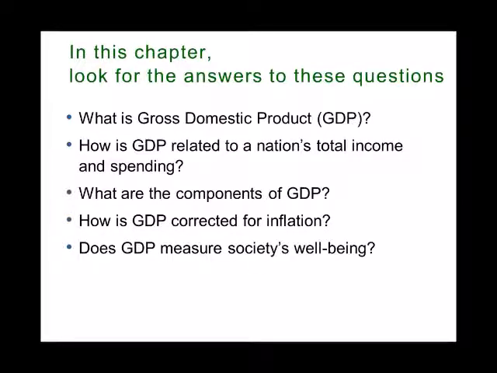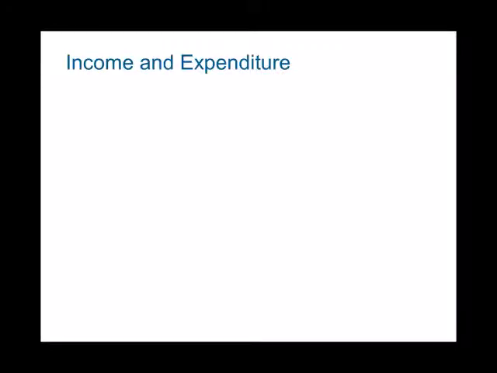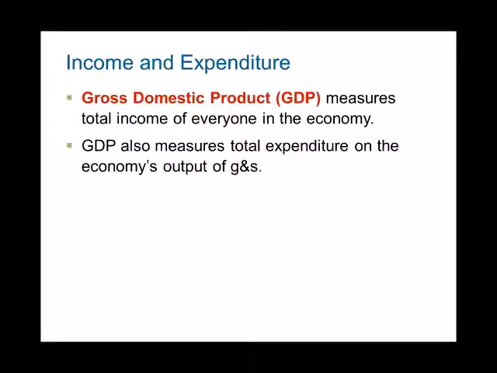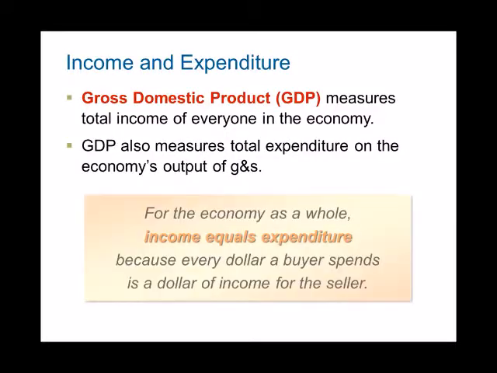Inflation is the rising prices that we see from one year to the next, and we're going to cover inflation later. And we're going to see how GDP measures society's well-being. So gross domestic product basically measures the total income of every individual in a country. It also measures the total expenditure on all products, goods, or services produced within the borders of a country.